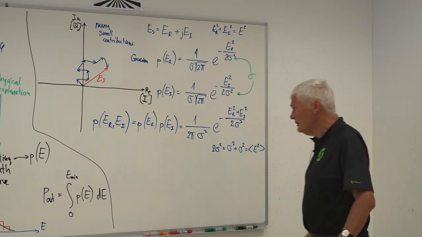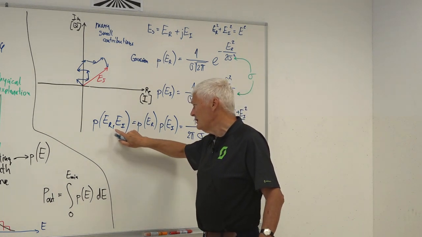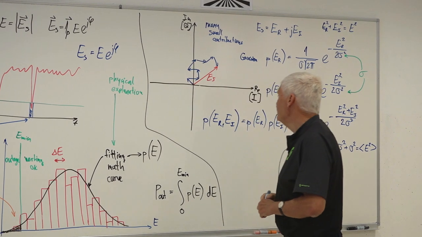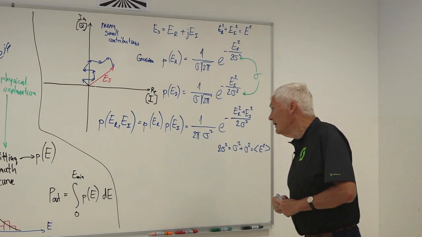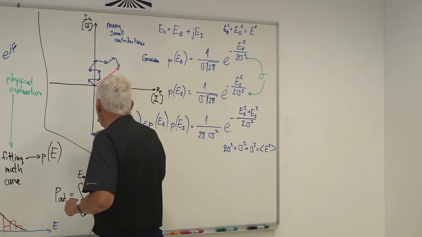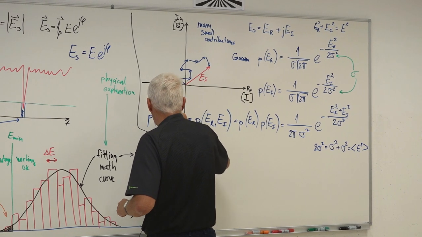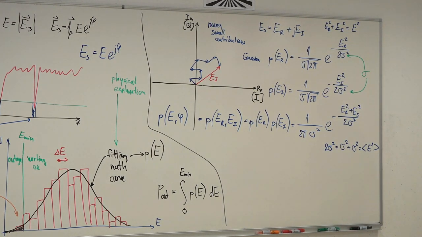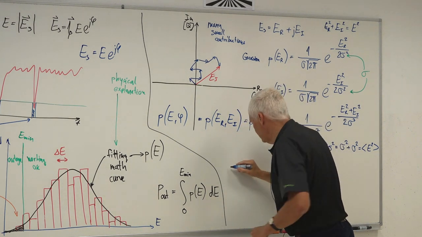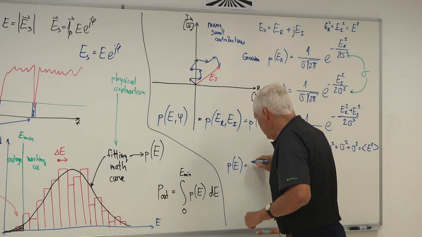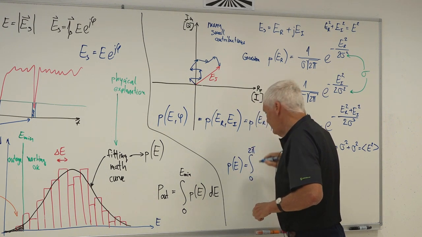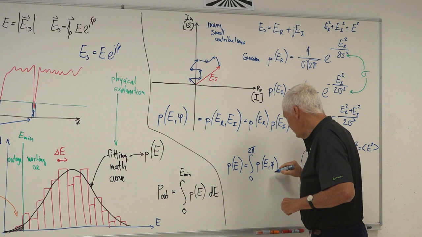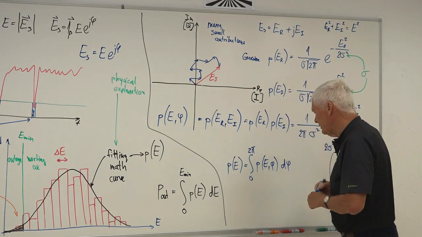Now what I'm interested in is not a particular event that has a particular E real and a particular E imaginary. I'm only interested in the magnitude of our field. So this probability on the other side is the same as the probability of having a particular E and a particular phase angle, a probability density. So to get P of E, which I needed here, the probability density that I just have an electric field, I integrate over all possible phase angles, which are random, this P of E and phi, d phi, okay?